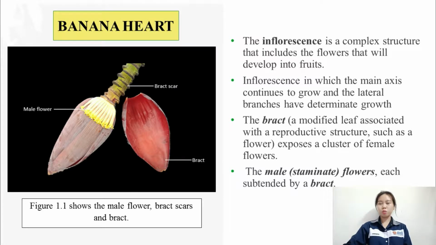The brake exposes a cluster of male flower, and the male flower or the staminate flower each subtended by a brake. In figure 1.1, we can see that the male flower can be found inside the brake. This is a closer look of male flower.